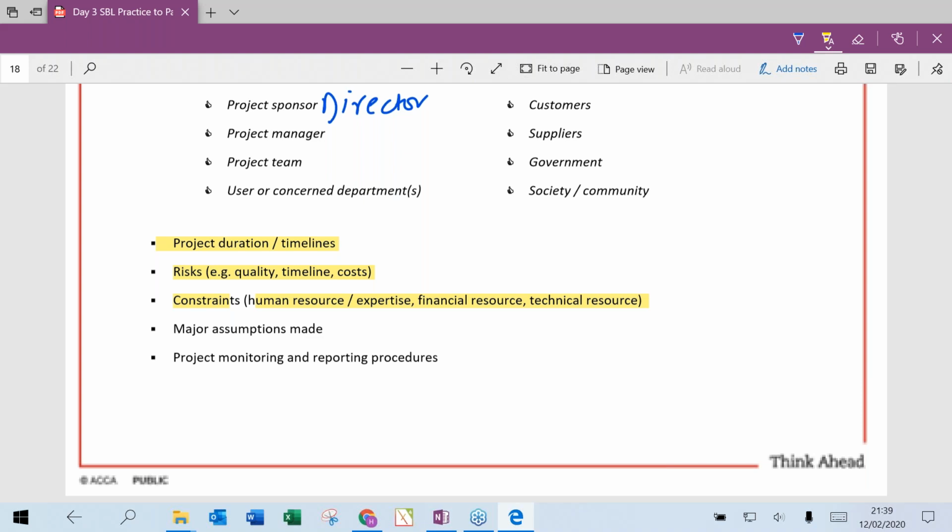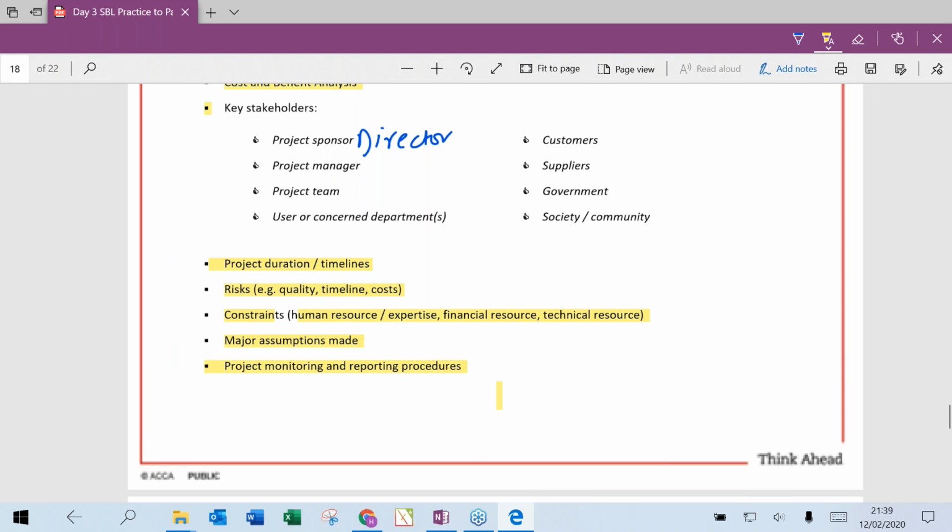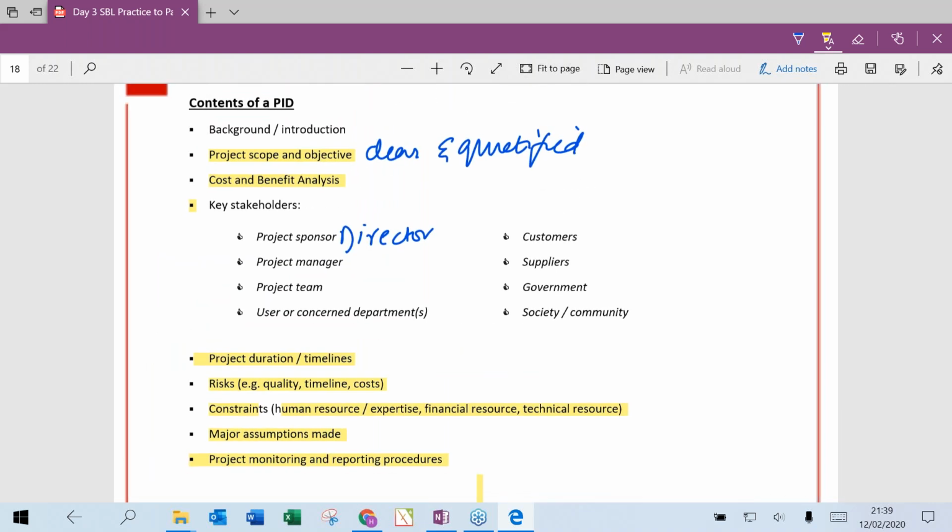And so when we are making future projections, most of the time we take some assumptions, so those assumptions should be mentioned. And lastly, project monitoring and reporting procedures, that is how the project will be governed, how the progress will be monitored, all those administrative sides. So there's lots of things which the PID covers, but not in detail, but it really focuses on objectives, cost and benefits, key stakeholders, durations, risks, constraints, major assumptions, and monitoring and reporting procedures.